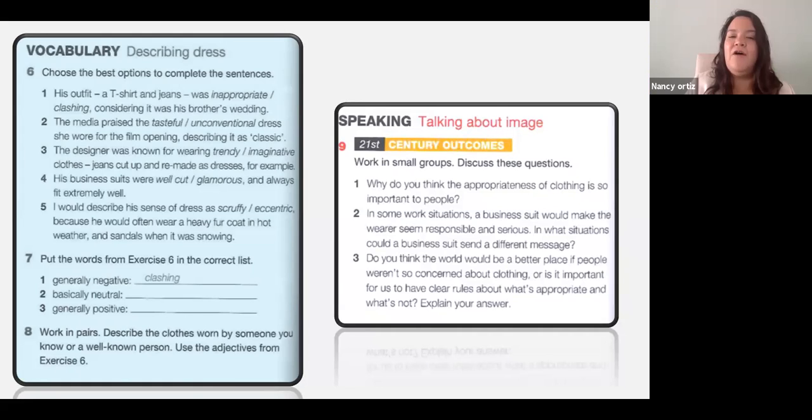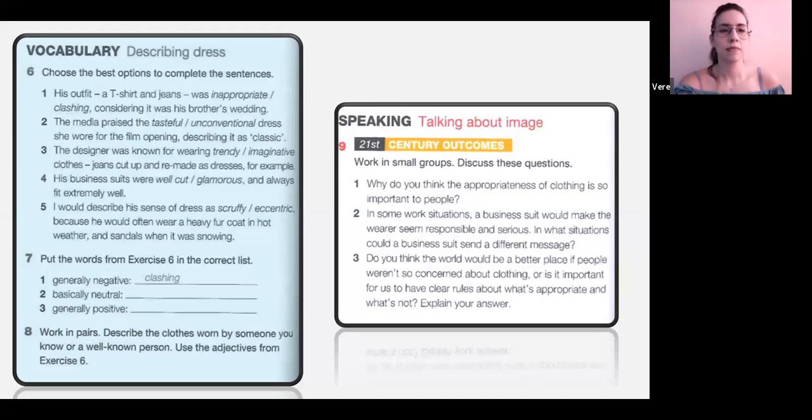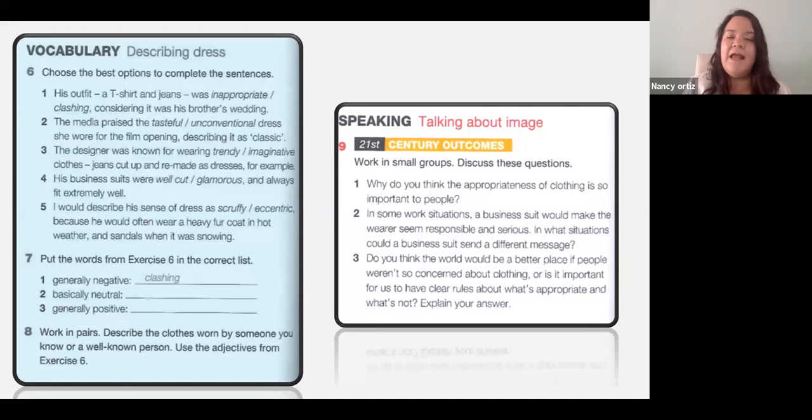Okay, yes. And also think of the situations. It depends on the working environment, okay? If you're applying for a management position in a company, maybe you go wearing smart clothes or corporate suits. But imagine somebody looking for a job as a graphic designer or in a construction site, and then you arrive wearing a suit, maybe that's inappropriate. That's what it means. And number 3, do you think the world would be a better place if people weren't so concerned about clothing? Or is it important for us to have clear rules about what's appropriate and what is not?